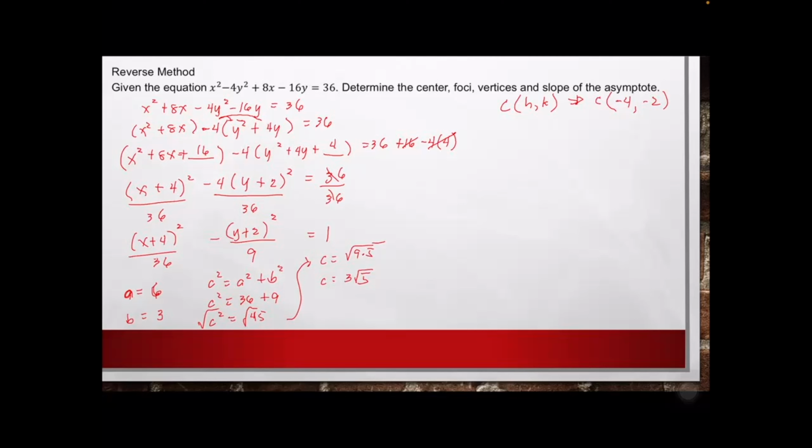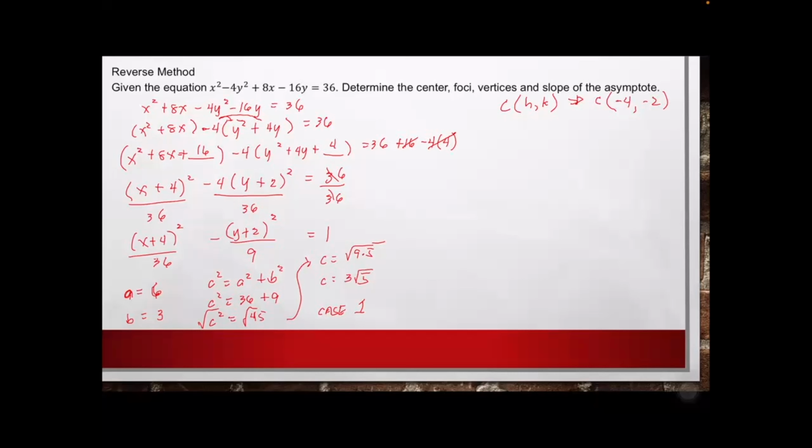What case is this? Case 1 or 2? Nauna yung X, sumunod yung Y. This is case 1. So, since this is case 1, gamitin natin yung mga formula ng case 1.